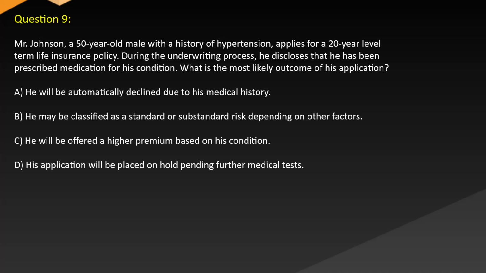Question 9. Mr. Johnson, a 50-year-old male with a history of hypertension, applies for a 20-year level term life insurance policy. During the underwriting process, he discloses that he has been prescribed medication for his condition. What is the most likely outcome of his application? A. He will be automatically declined due to his medical history. B. He may be classified as a standard or substandard risk depending on other factors. C. He will be offered a higher premium based on his condition. D. His application will be placed on hold pending further medical tests.